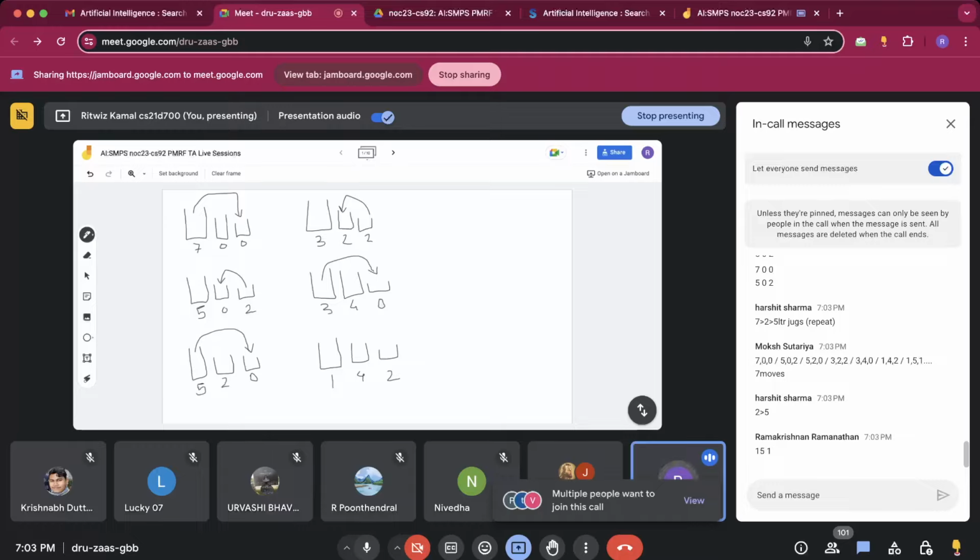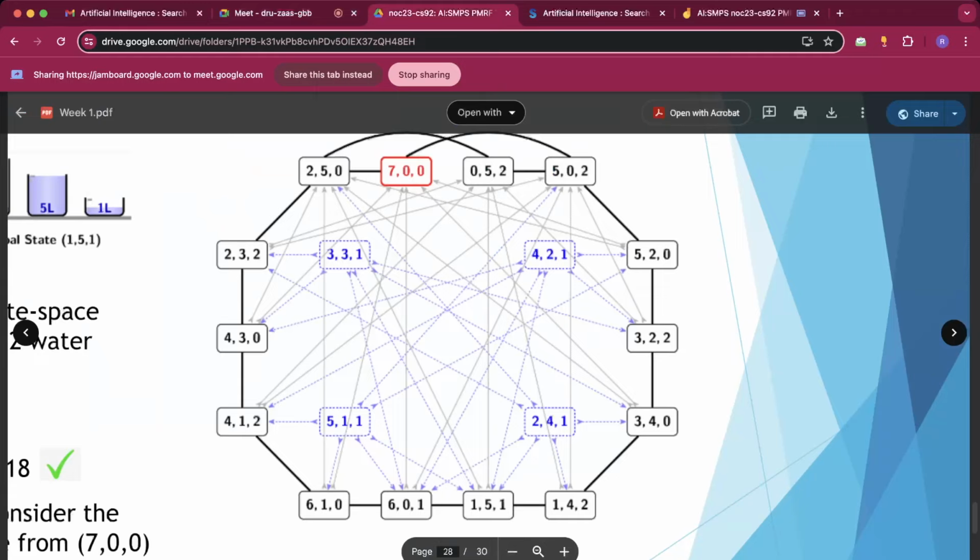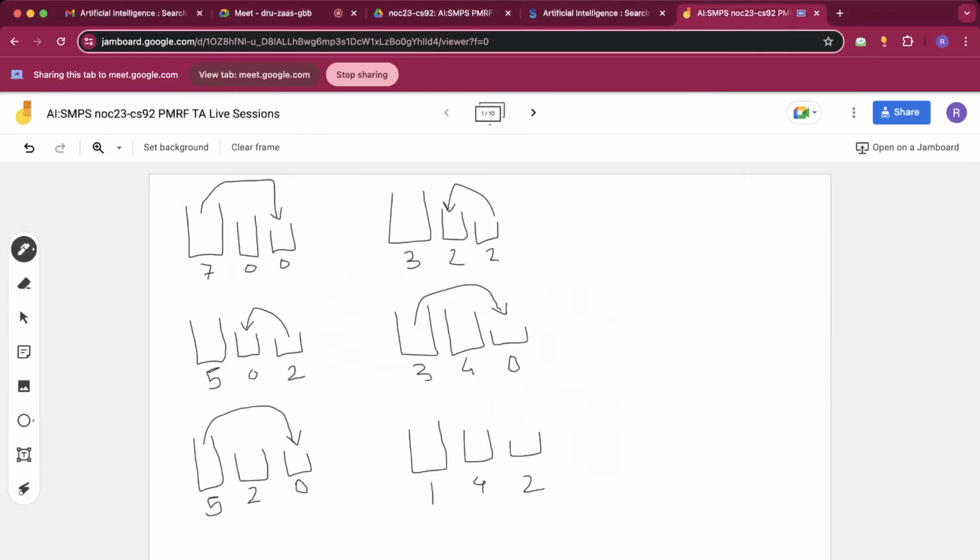Exactly, we keep emptying the rightmost jug into the middle jug until the middle jug is completely free. Now we know that the capacity of the middle jug is 5 liters, which means it will only take in 1 liter more, right? So what we will be left with, this will remain 1 liter, the middle one will become completely filled up, so this will be 5, and this will have only 1 remaining. Now we have reached the final state.